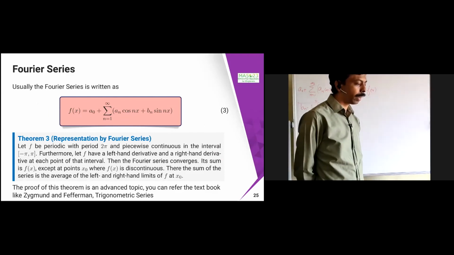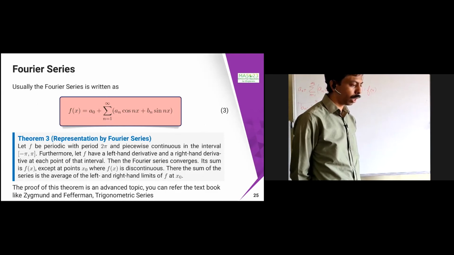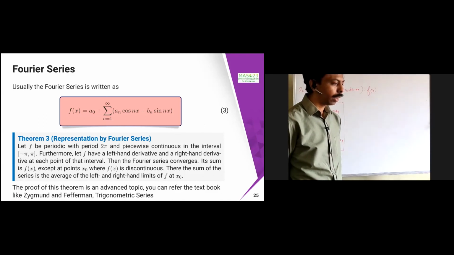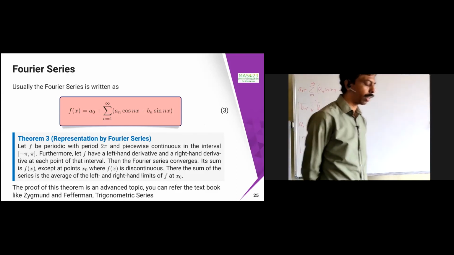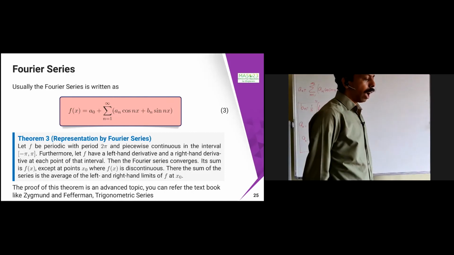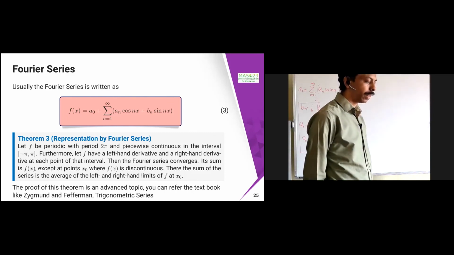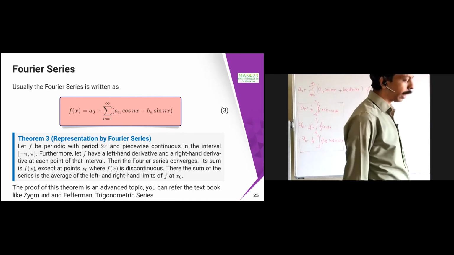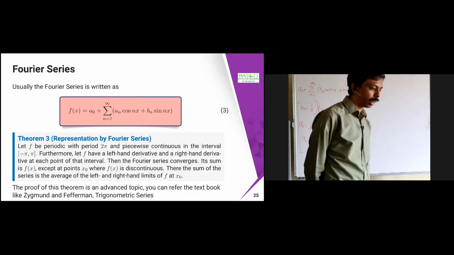So what is the condition we have for the representation by Fourier series? Suppose f is periodic with period 2 pi and it is piecewise continuous in the interval. It is not necessary that it should be continuous, it can be piecewise continuous in the interval. And suppose f has a left and right derivative, meaning on the left side you have a derivative and on the right side you have a right hand derivative at each point of that interval.